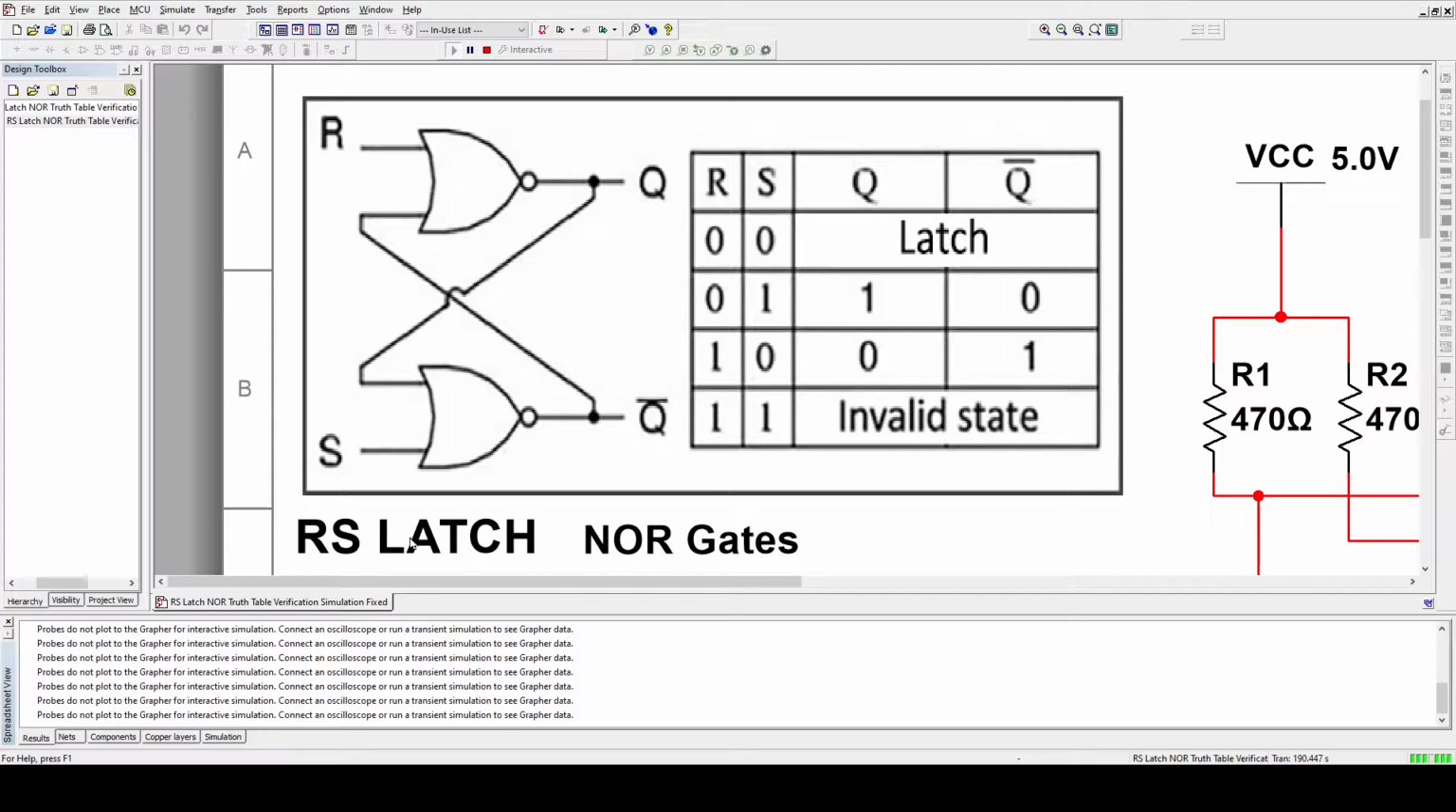Okay, so this is our RS latch. This whole arrangement is called a latch, made out of NOR gates. Now this device has two inputs and two outputs.